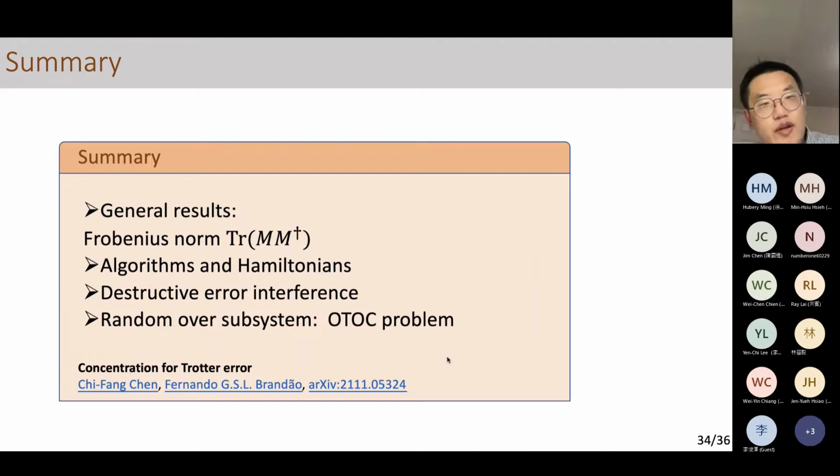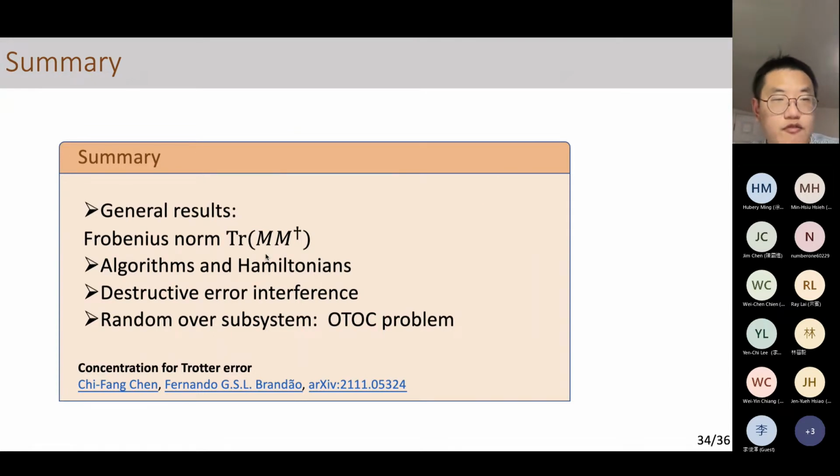And here is the summary of today's talk. At first, we gave some general results for the random input. We know we could bound the error for some Frobenius norm or multiplicative error. Then we consider different kinds of algorithms and different kinds of Hamiltonians. We have different degrees of improvement.